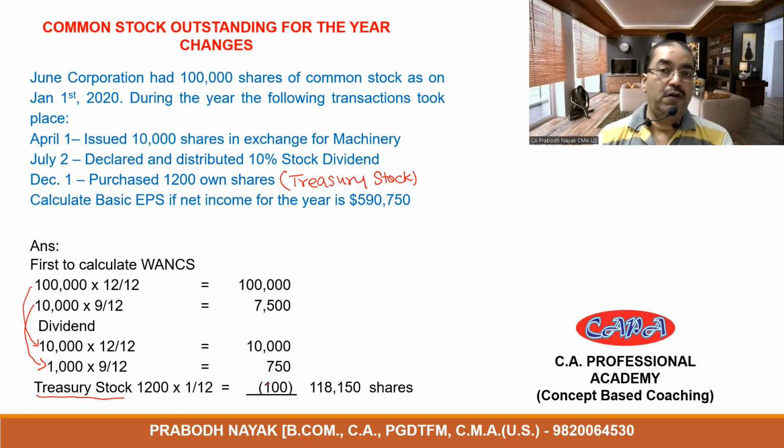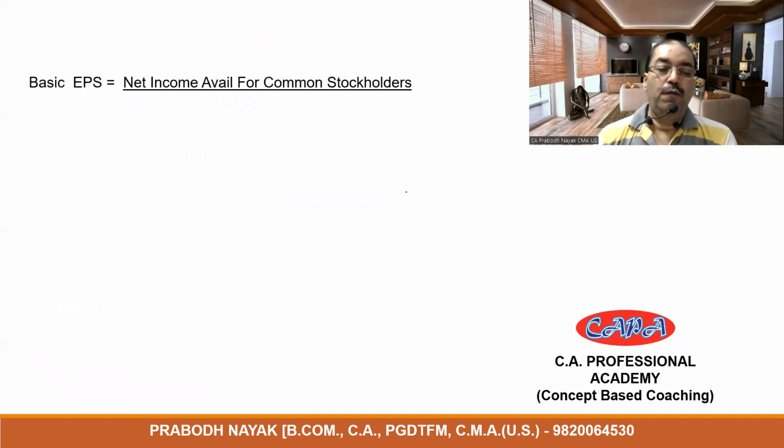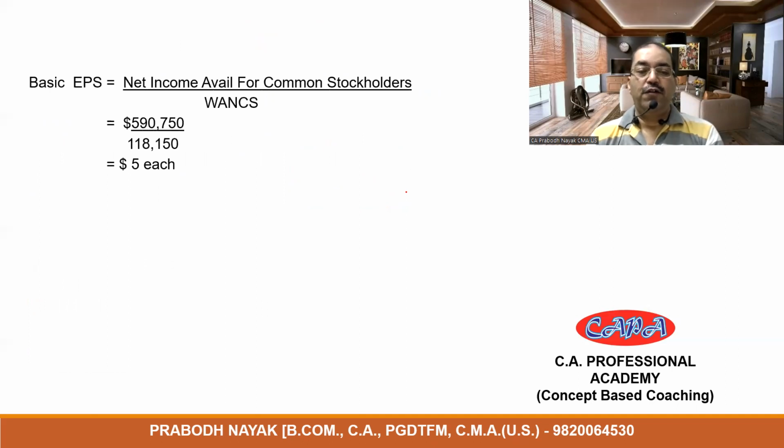Now we have to find out the EPS of this. My earning per share is to be calculated with net income. What is my net income? They have given my net income as $590,750. So I will have to divide that figure by 118,150. First I write the formula: $590,750 divided by 118,150, the number of shares. We get the answer as $5 each.